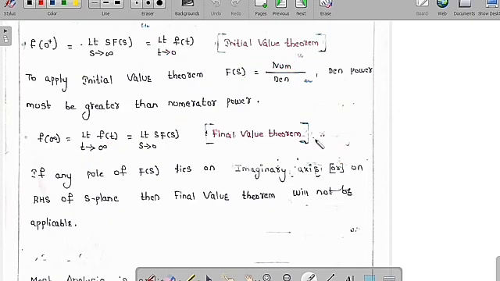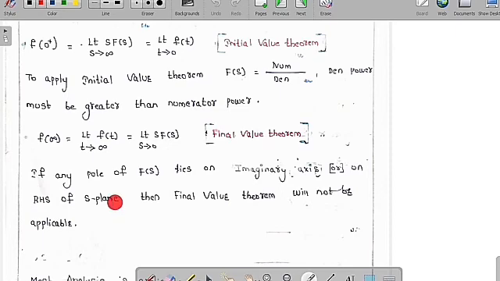And the final value theorem is f of infinity is equal to limit t tends to infinity f of t is equal to limit s tends to 0 s into F of s. Here, if any pole of F of s lies on the imaginary axis or at the origin of the S plane, then the final value theorem will not be applicable. If any pole is on the imaginary axis or at the origin, then definitely we can say the system is not a stable system. Because of that reason only we can't apply this property.